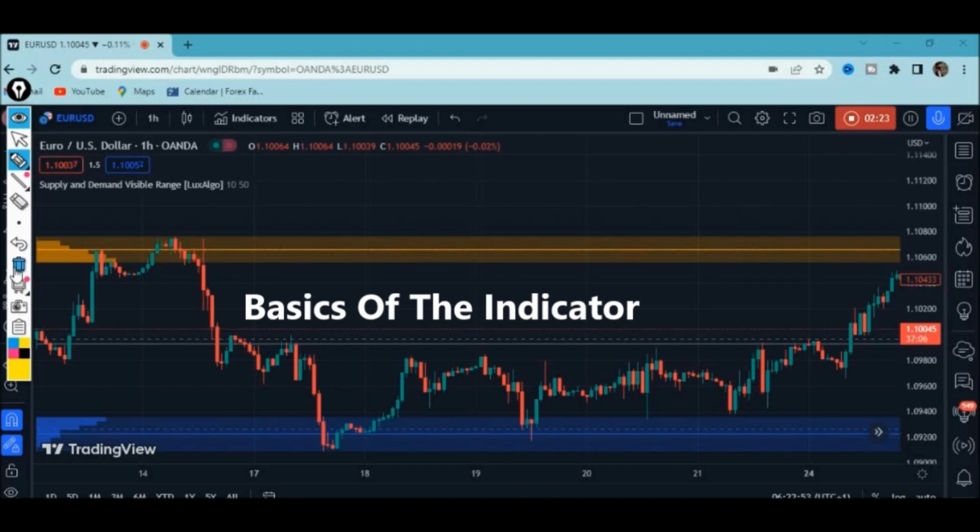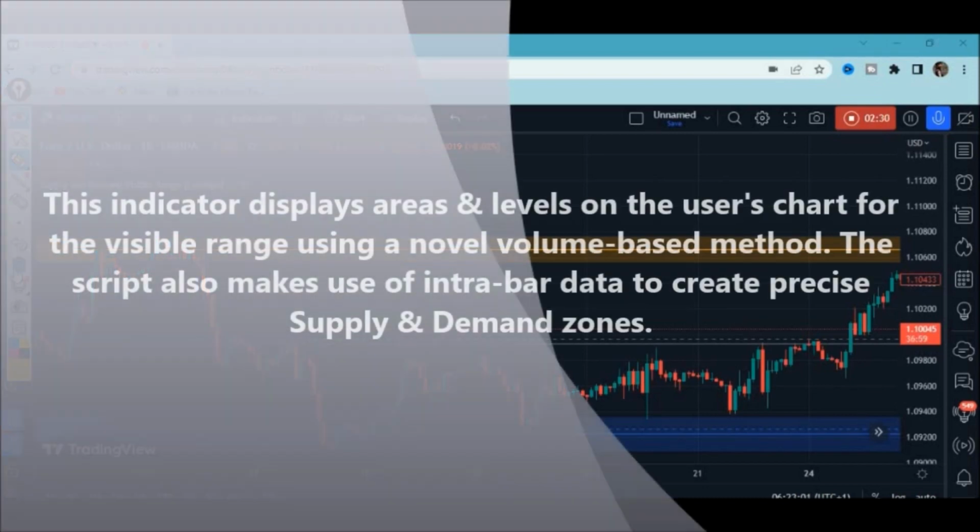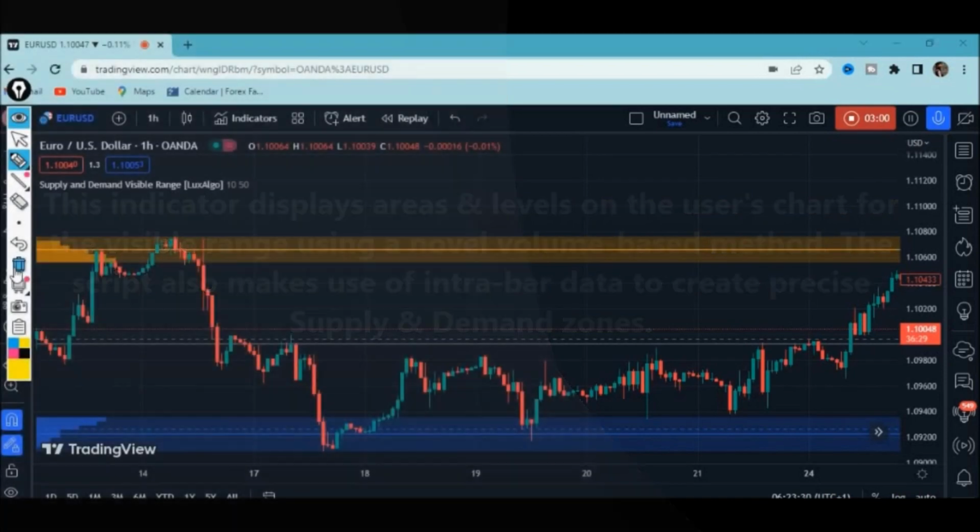Okay, so guys, what does this indicator pay attention to so that it can draw all the supply and demand zones? This indicator displays areas and levels on the user's chart for the visible range using a novel volume-based method. The script also makes use of intra-bar data to create precise supply and demand zones. And as you can see, it uses the intra-bar data so that it can create the supply and demand zones we can really see on our charts.